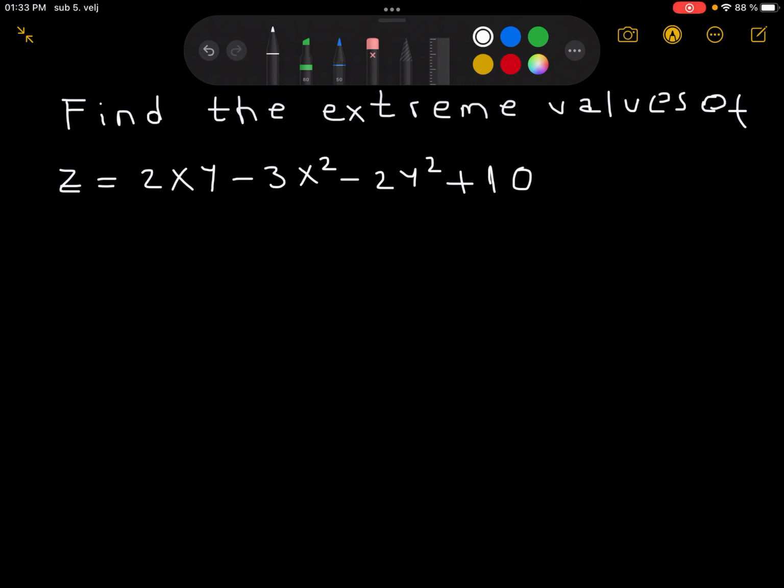So hello everybody. What we're going to be doing today is finding the extreme values of this function of two independent variables z. So how do we go about doing these types of problems?